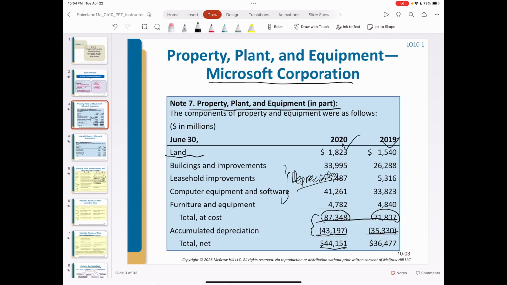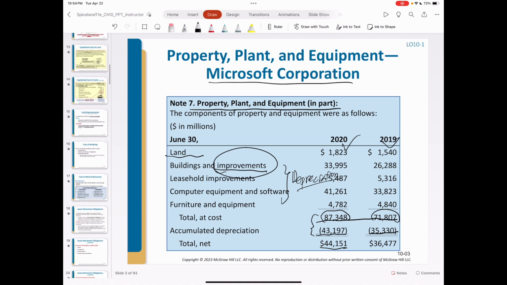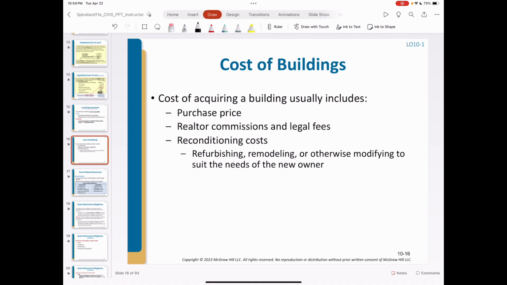Remember in the Microsoft example, improvement is reported with buildings because it has limited useful life. Cost of building. Similarly, the cost of building includes purchase price, commission, legal fees, reconditioning costs.